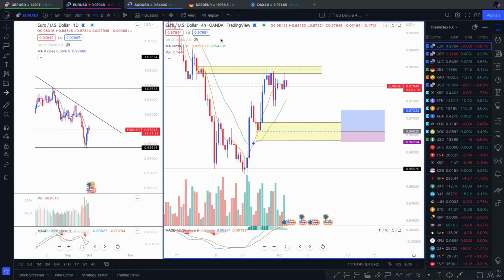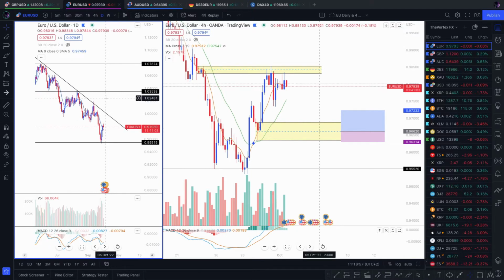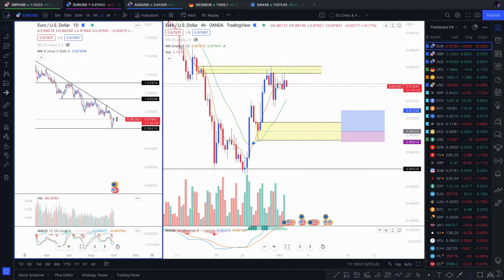Right, guys, so as you can see on my chart, on the left-hand side of the screen, we have the daily time frame, and on the right-hand side, we have the 4-hour time frame. Now look at the daily chart. I'm going to squeeze it and shrink it up really small so you can see the broader trend. And what can you see?